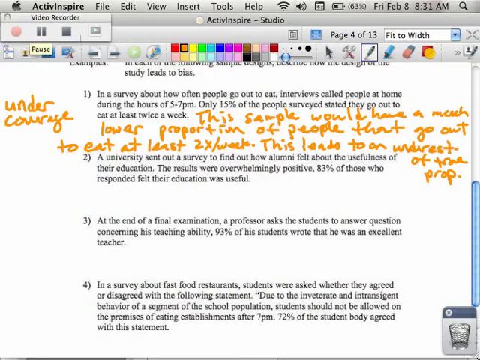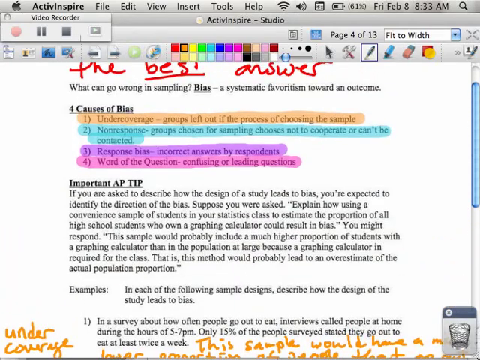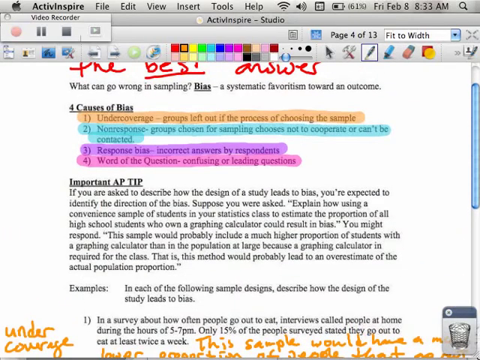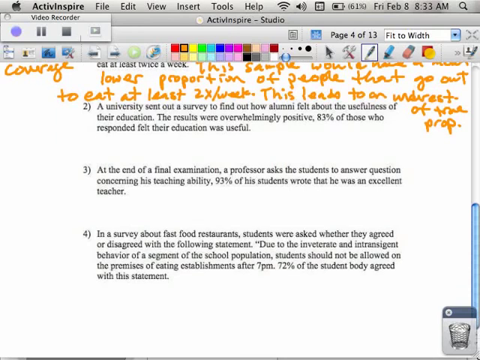Number 2: a university sent out a survey to find out how the alumni felt about the usefulness of their education. The results were overwhelmingly positive. 83% who responded felt their education was useful. What do you think this one is? Undercoverage? Non-response? Fantastic, you guys. It is going to be non-response.